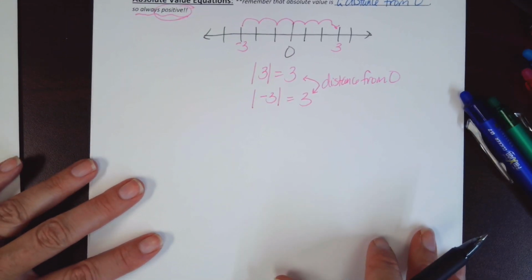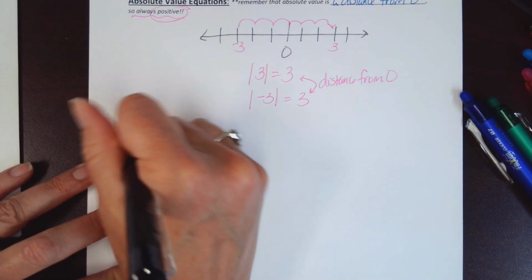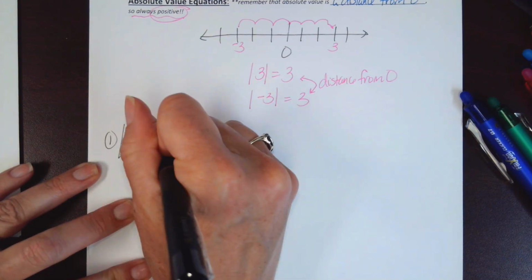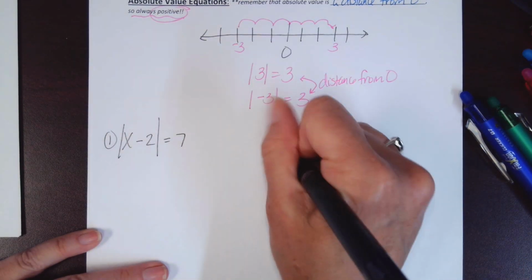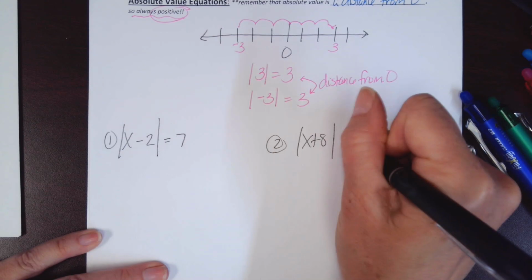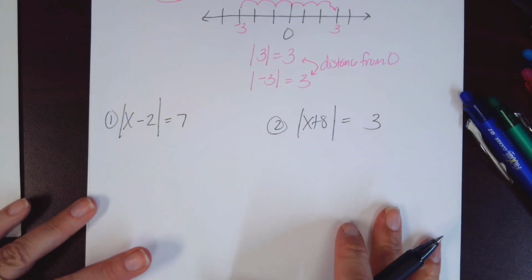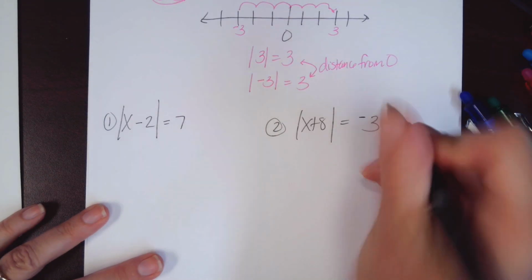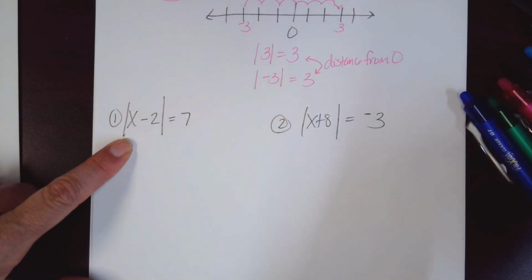All right, we're going to do 3 examples for this one. My first example, we've got the absolute value of x minus 2 equals 7. My second example, the absolute value of x plus 8 equals 3, and then we'll do another one here in a minute. Actually, you know what? Change that one to -3. Let's do that. Okay, so let's do this one first.